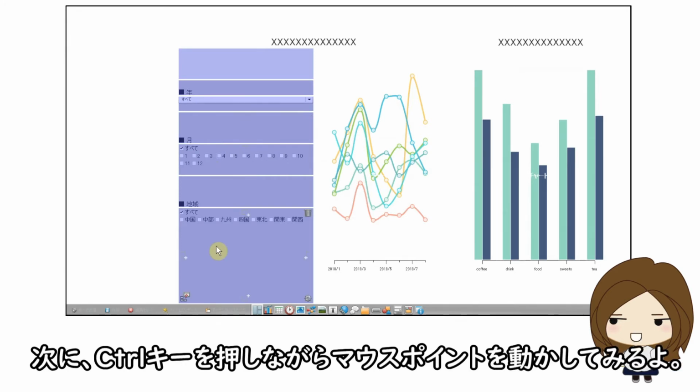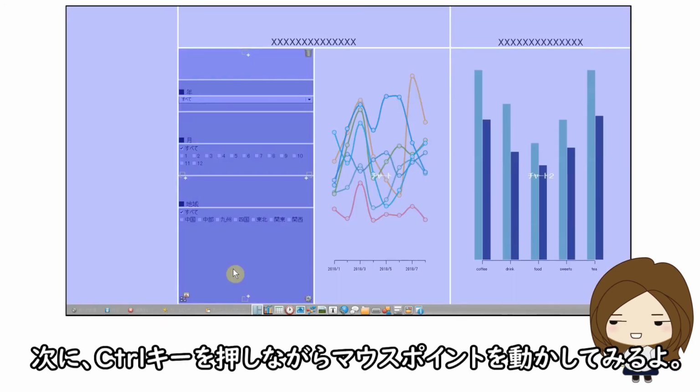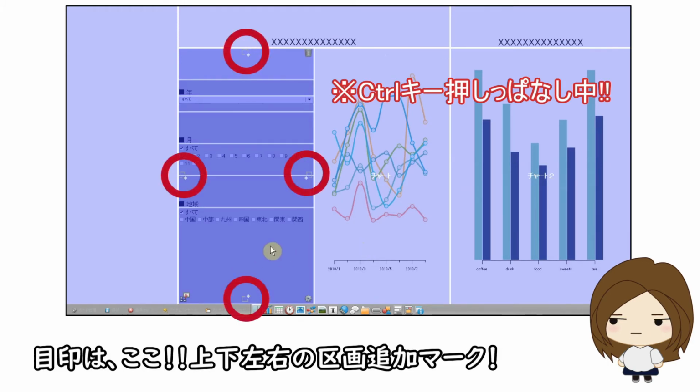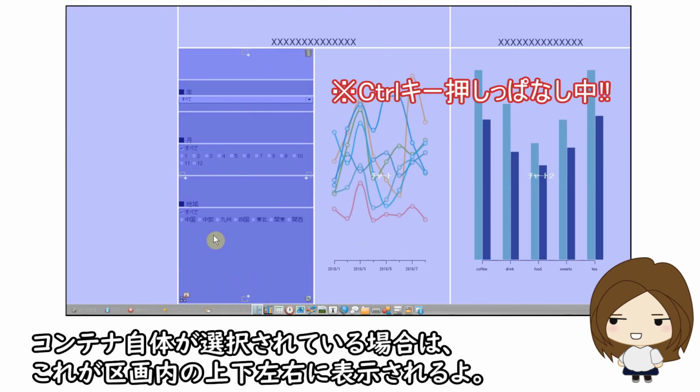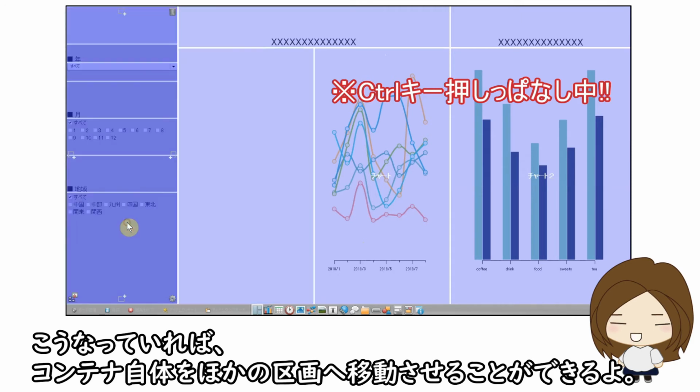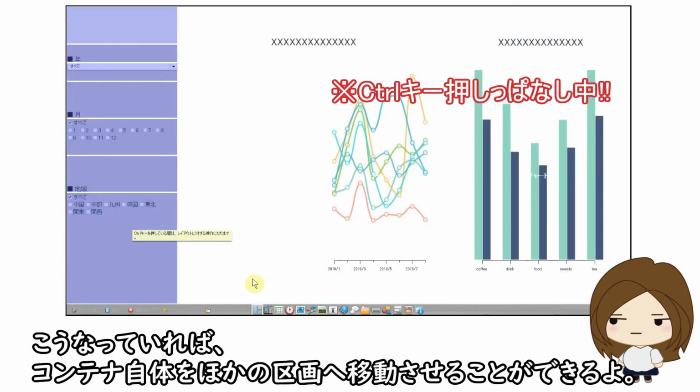Next, I'll try moving the mouse cursor while holding down the control key. Can you see that the entire container partitions have been selected? You can see the markers here. The plus signs on the top, bottom, left, and right of the partitions. If the container itself is selected, this mark will be displayed on the top, bottom, left, and right sides of the container. Once it's like this, you can move the container to another partition.